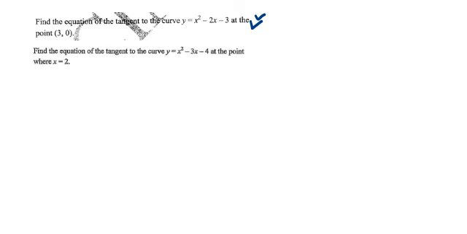Since we'll be using y minus y1 equals m open bracket x minus x1, we need to collect the data. We have been given the point, the coordinates are (3, 0). So this will be our x1 and that will be our y1. Now, we need to come up with the m. What is m? m is the gradient. Now, we have to differentiate.